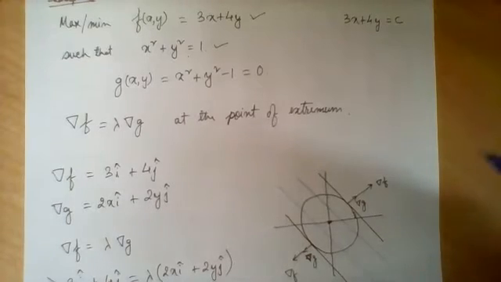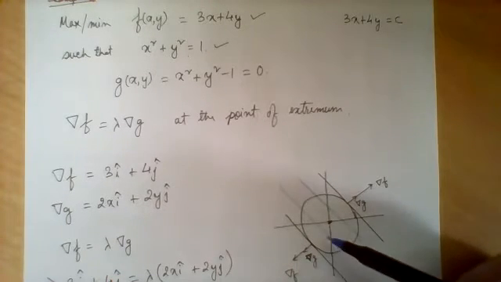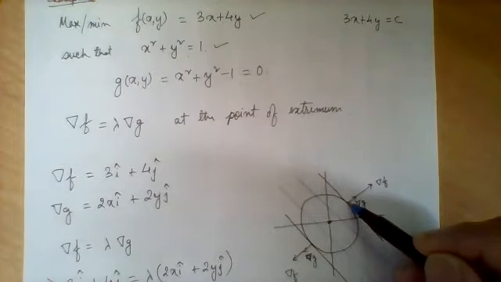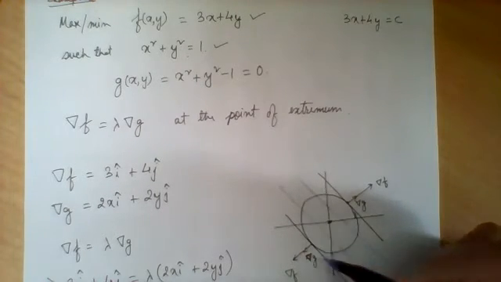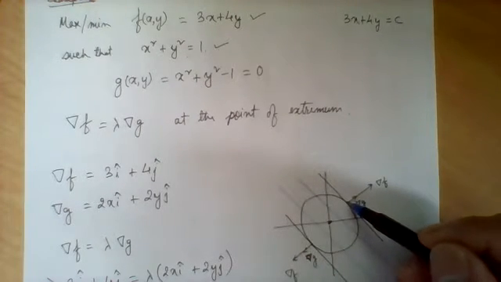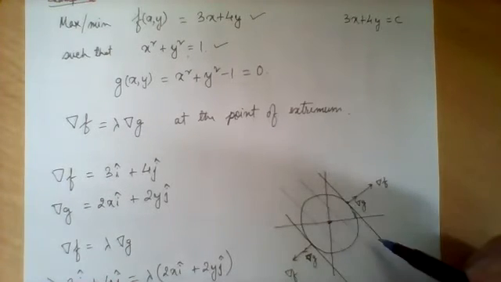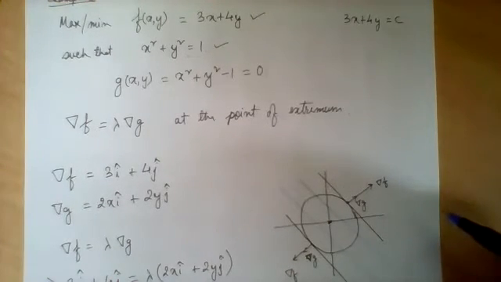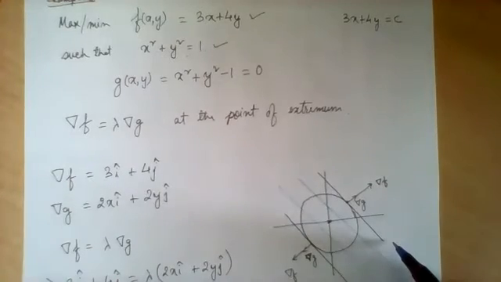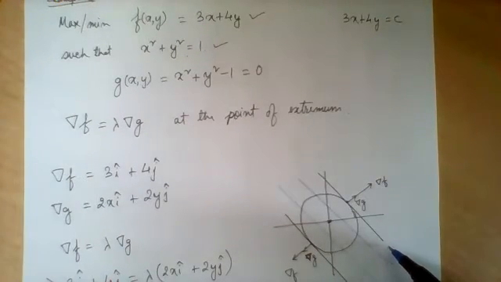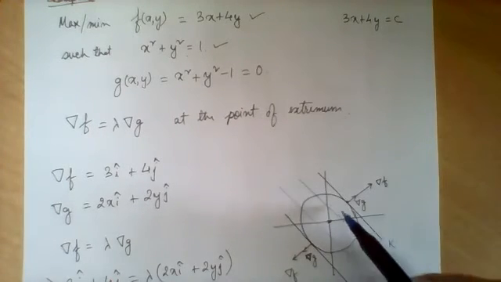The extremum among all these lines, what are the extremums? The extremum lines are those which touch the g equal to 0 curve at only one point. The value of C for this line is the extremum value, which we call k.